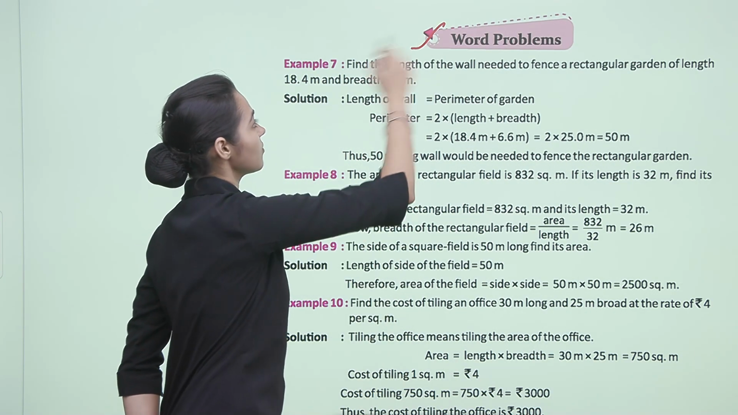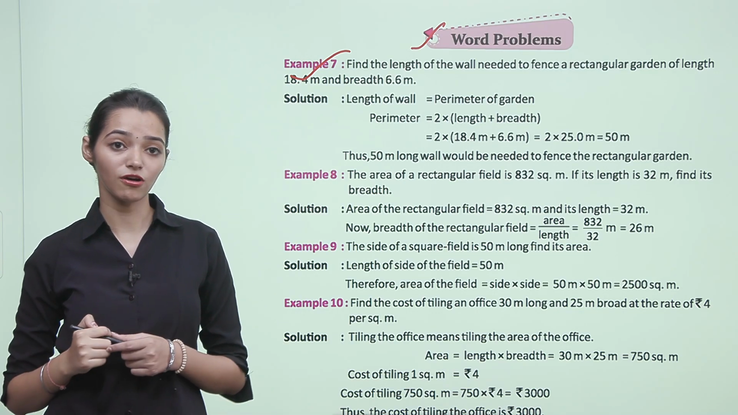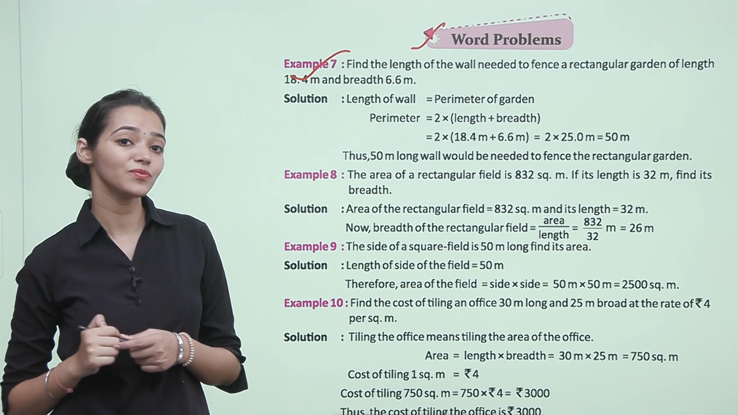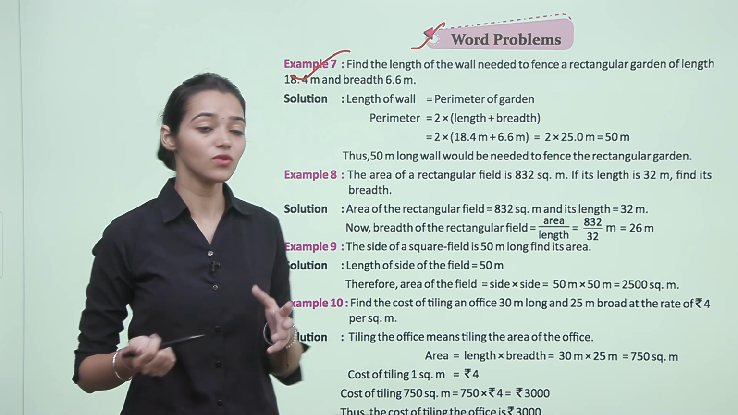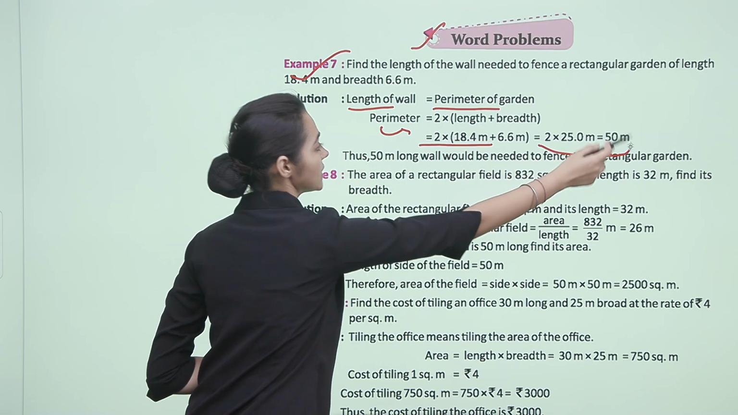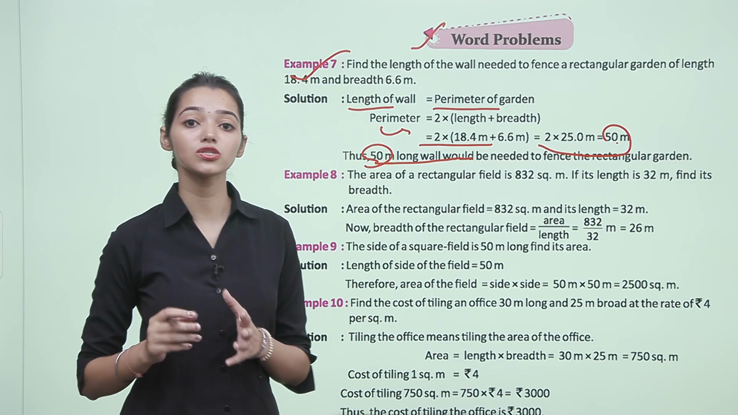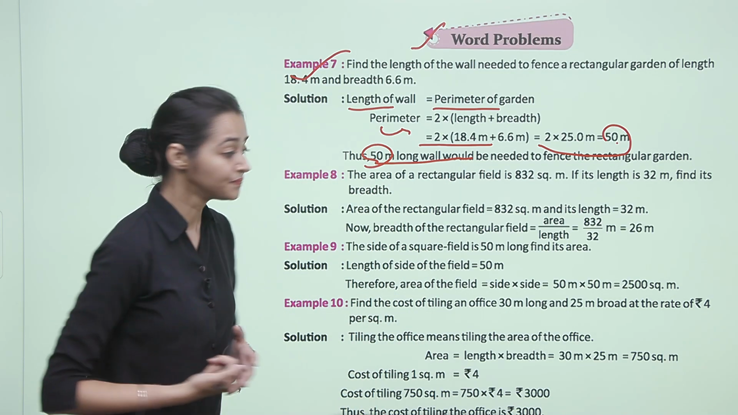Now let's look at the word problems. In the first one we have to find the length of the wall needed to fence a rectangular garden of length 18.4 meter and breadth 6.6 meter. Now the length of the wall is the perimeter of the garden, that is 2 into (L plus B), that is 50 meter. Now this 50 meter long wall is needed to fence the rectangular garden.